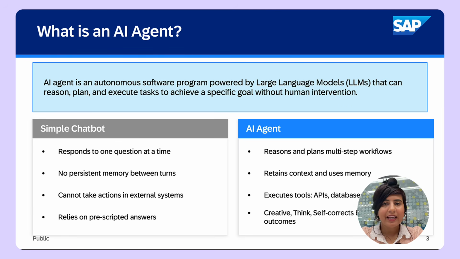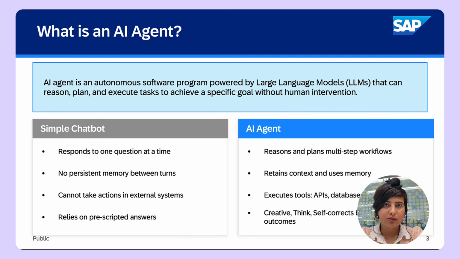So, what is an AI agent? An AI agent is a software program that is powered by a large language model. It has the capability to reason, plan, and execute step-by-step tasks in order to achieve a specific goal without any human intervention. So this, without any human intervention, makes the agent autonomous.